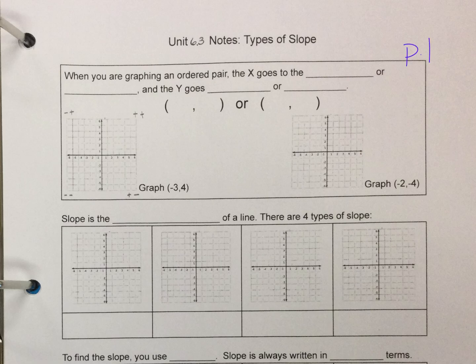All right, this is page 11. We're going to do a quick review of what we've done already before we get into our new information. When you are graphing an ordered pair, X goes from left to right, and the Y goes up or down. So remember, the X always comes first in the ordered pair, the Y is always second. We always go left and right, and then we go up or down.